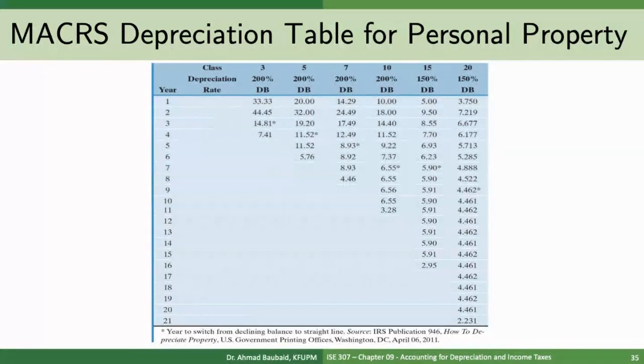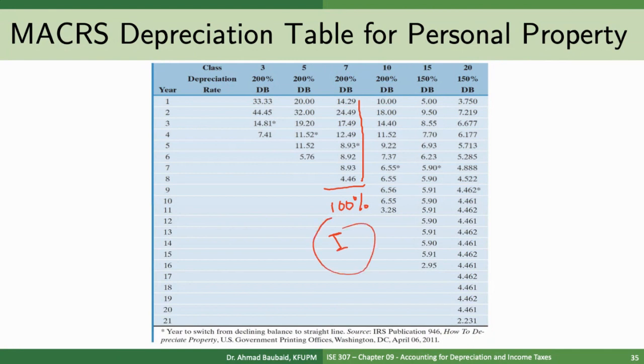Right? If you compute these percentages, it's assuming that you depreciate. I mean, these add up to 100%. So this means you're depreciating, or you're distributing the entire cost of the asset, and therefore you have no salvage value, right? You're just going to take your I, your investment cost, and you're going to depreciate that. Okay, there's no S.